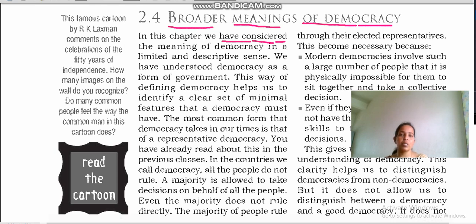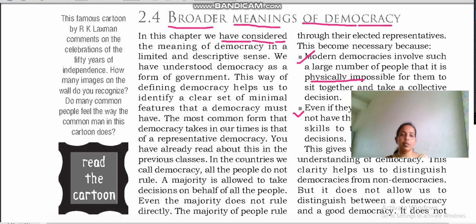Modern democracies involve such a large number of people that it is physically impossible. In modern democracies, representative democracy is followed because it is not possible for all people to physically come together and take collective decisions.